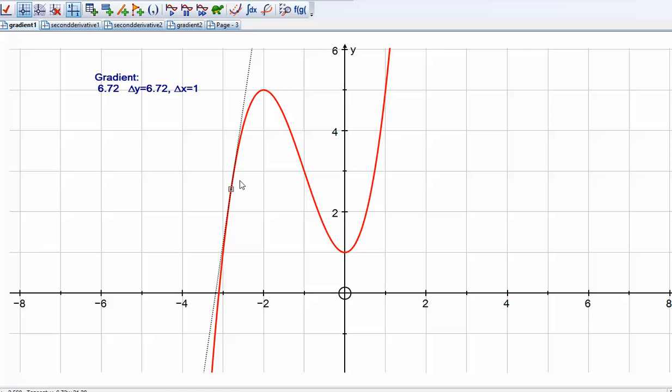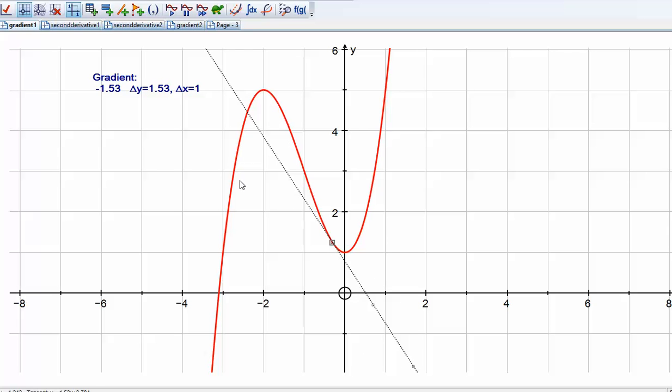At the moment it's a positive gradient. As we go around, the gradient is still positive, but it's getting smaller and smaller. And then as we get to the top, we get to a point where it's actually a gradient of 0. It's a horizontal line, right at the top of that curve there. Then as we go past that point, we've now got a negative gradient, and it's getting more and more negative.